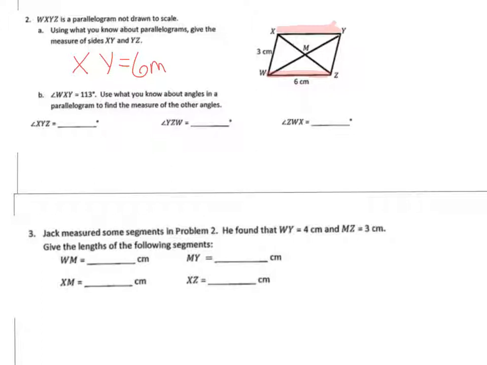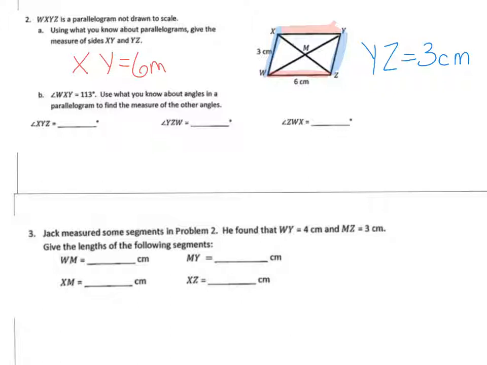Now it says find the measure of Y to Z. Well, Y to Z is right here, isn't it? But there's no measurement. So I'm going to look on the opposite side, and it says from X to W is 3 centimeters. So my guess is Y to Z is also 3 centimeters because they, again, should be equal and opposite. Now let's look at problem B.